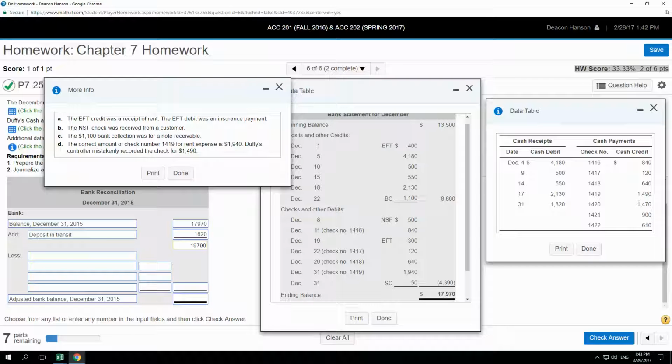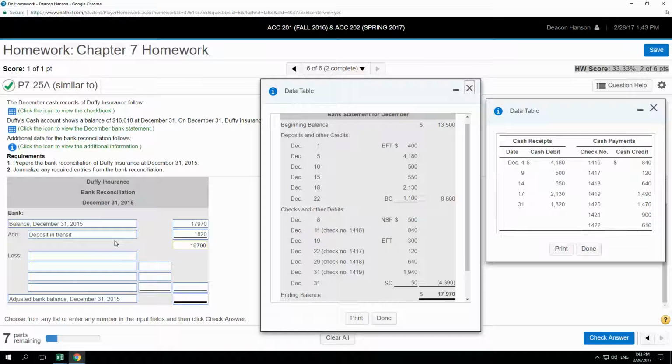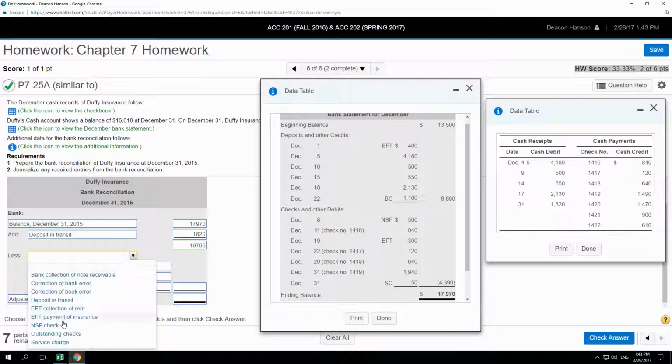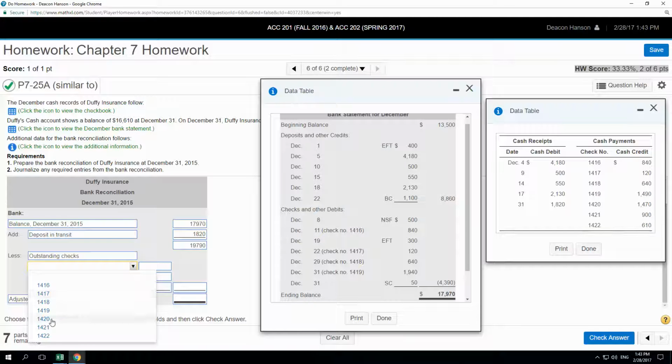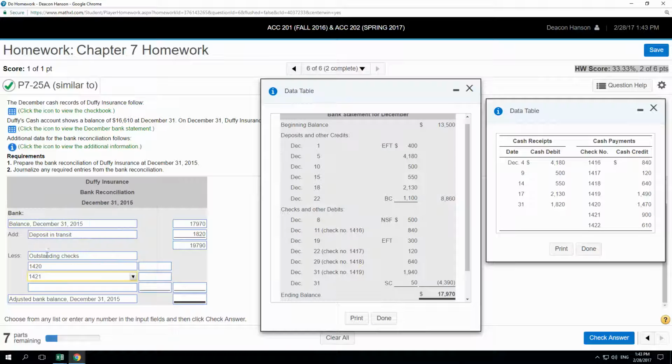Okay, now I got my first one. Check 1420, and I'm looking at my bank statement too here. It looks like checks 1420, 21, and 22 did not clear the bank. So these are going to be what we call outstanding checks, meaning they're still outstanding. They haven't cleared the bank. And it's going to be check number 1420, 1421, and 1422. And those amounts come right from my check register: 1,470, 900, and 610.